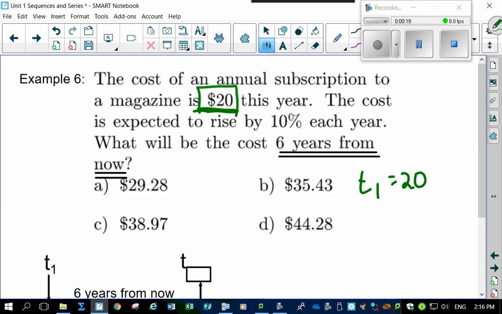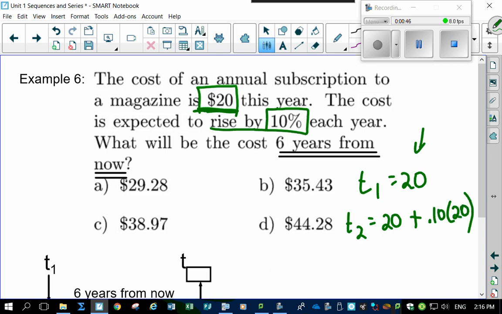And the cost is expected to rise by 10%. So in other words, wait a second, how do we figure out the rise here? The rise is 10%. Well, think about this. Let's figure out the price for the second year. It's going to be equal to the $20 first price plus 10% of the $20, which is 0.10 times 20, which works out to be a whole 2. So the next year's price is going to be $22.